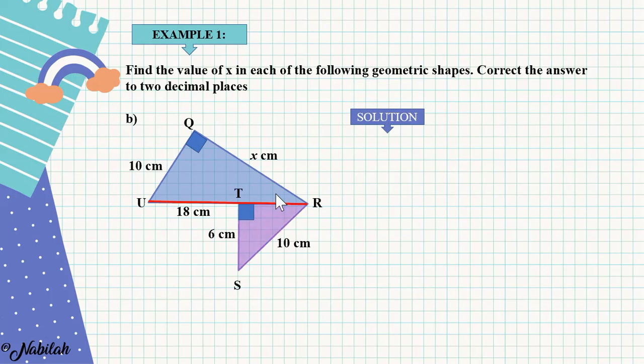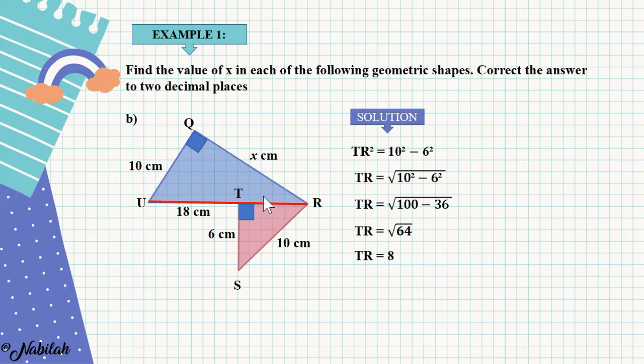Okay, TR first. So using this right angle triangle, TR squared equals 10 squared, the hypotenuse, minus 6 squared. Then you square root this, you will get square root 64. So TR equals 8, meaning that here is equal to 8 cm. And then we can find x.